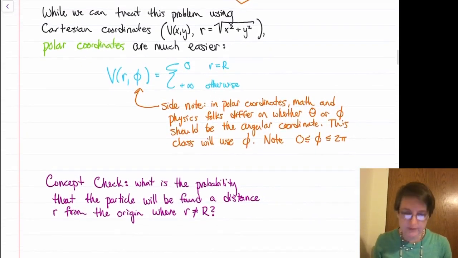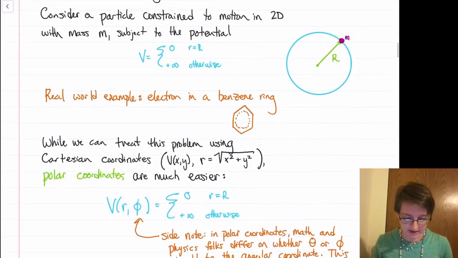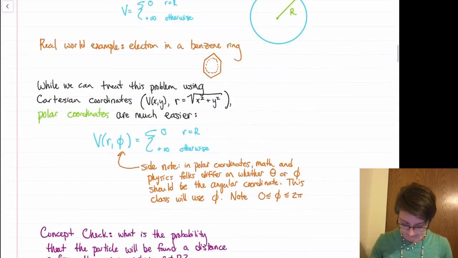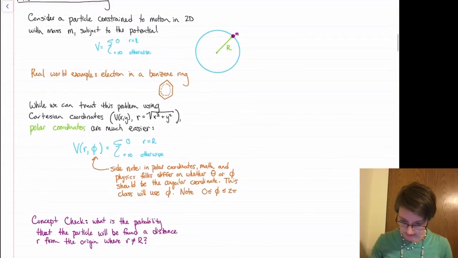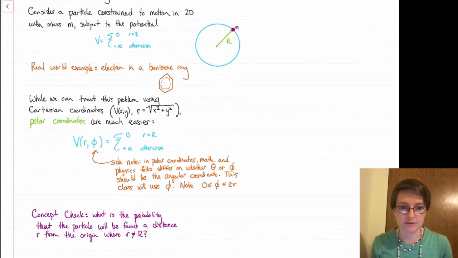So before we dive into the math, let's do a concept check. Based on the potential that I've defined here, go ahead and pause the video and see if you can answer this question. What is the probability that the particle will be found at a distance r from the origin, where r is not equal to the radius that I've shown up here in this potential? Go ahead and pause the video and see if you can answer this concept check question.